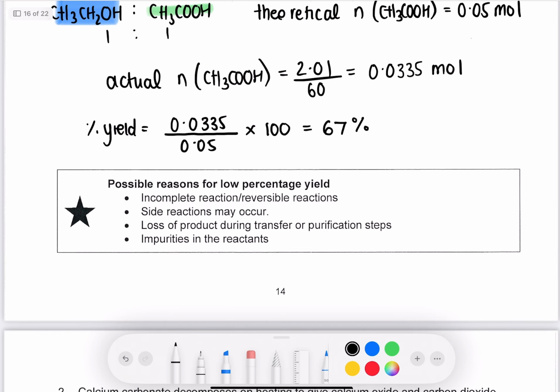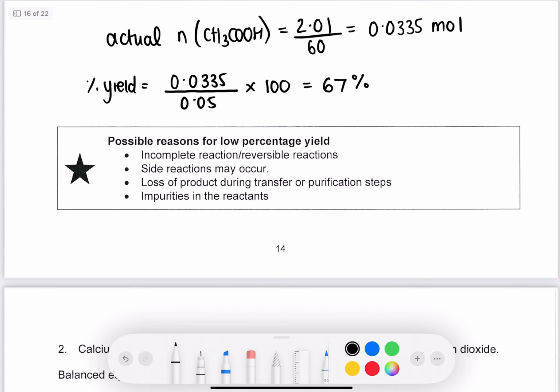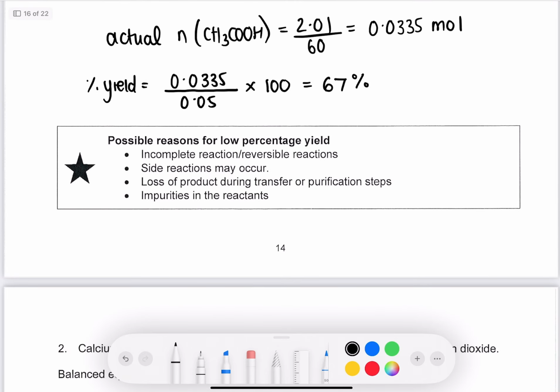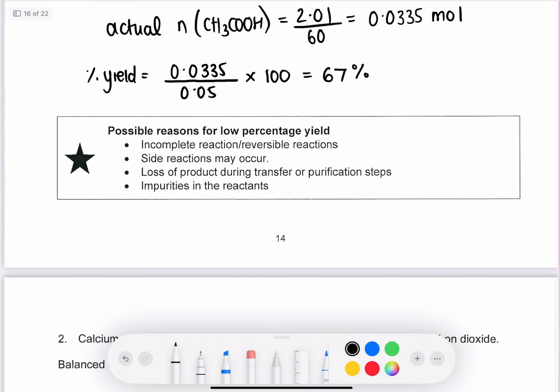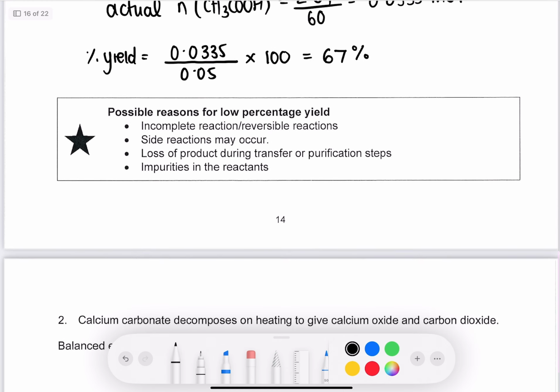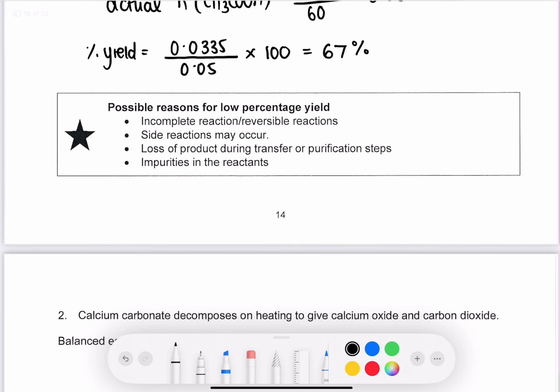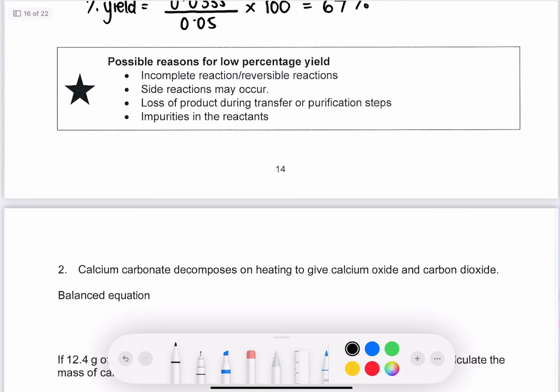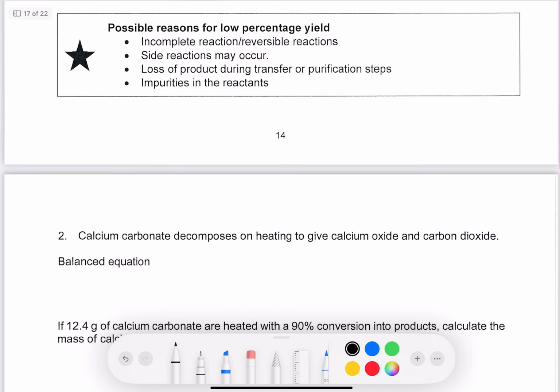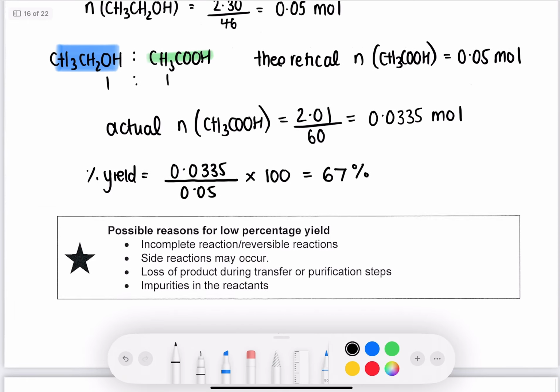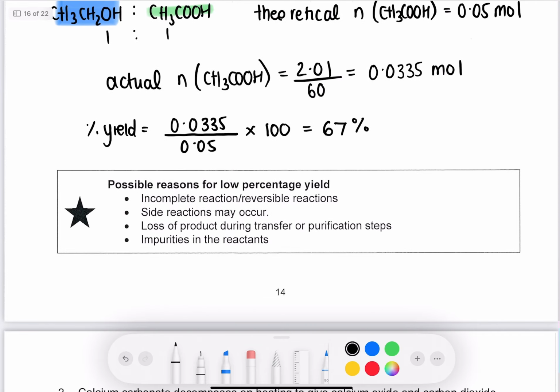Well, there's lots of things that could happen. Your reaction didn't actually finish. You didn't get to the end. You didn't get a complete reaction. Maybe some other reactions also happened, and you got some other byproducts or side products. Maybe you lost some products when you moved it from the conical flask to the beaker to the evaporating basin. Maybe there were some impurities in the starting materials, and so when you thought you had 2.3 grams at the beginning, you didn't really have that.